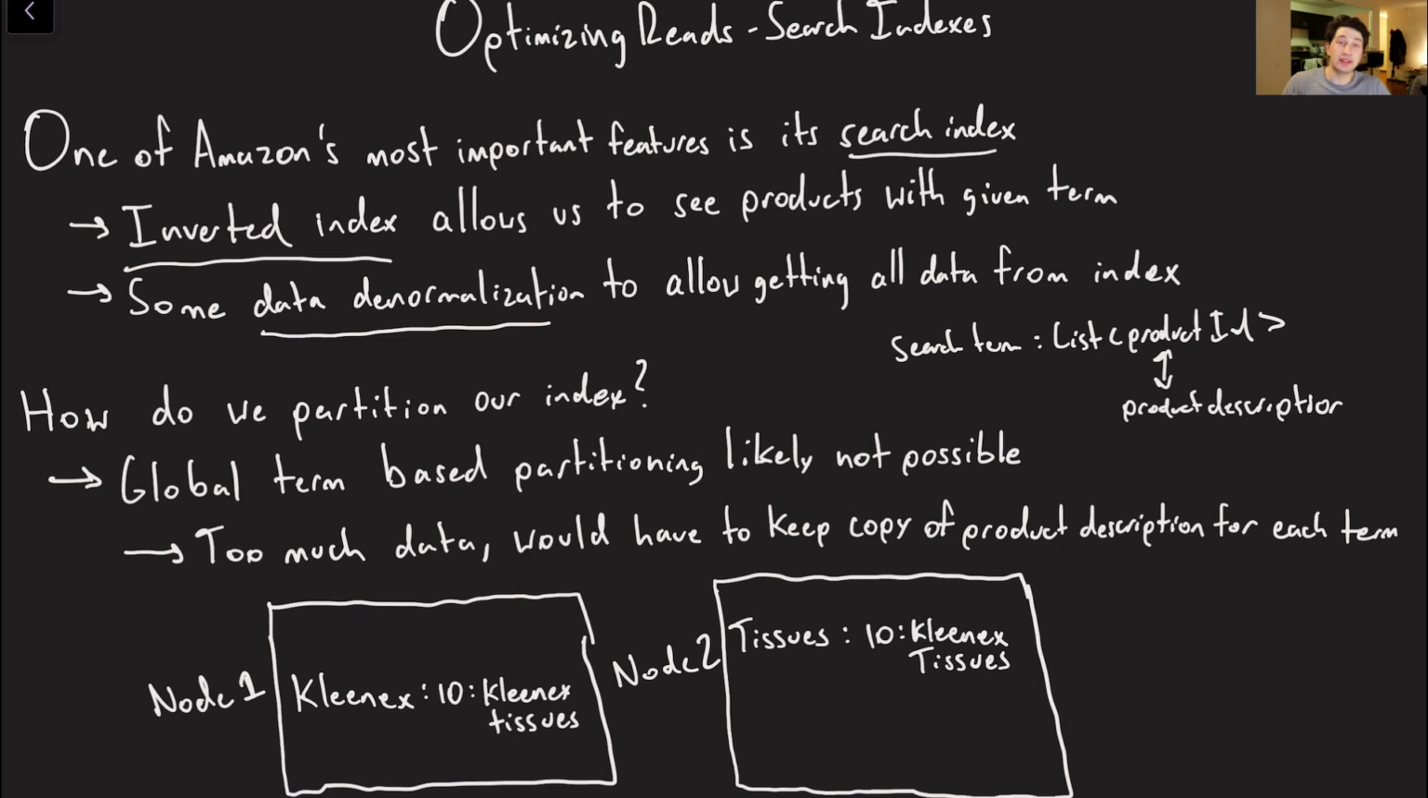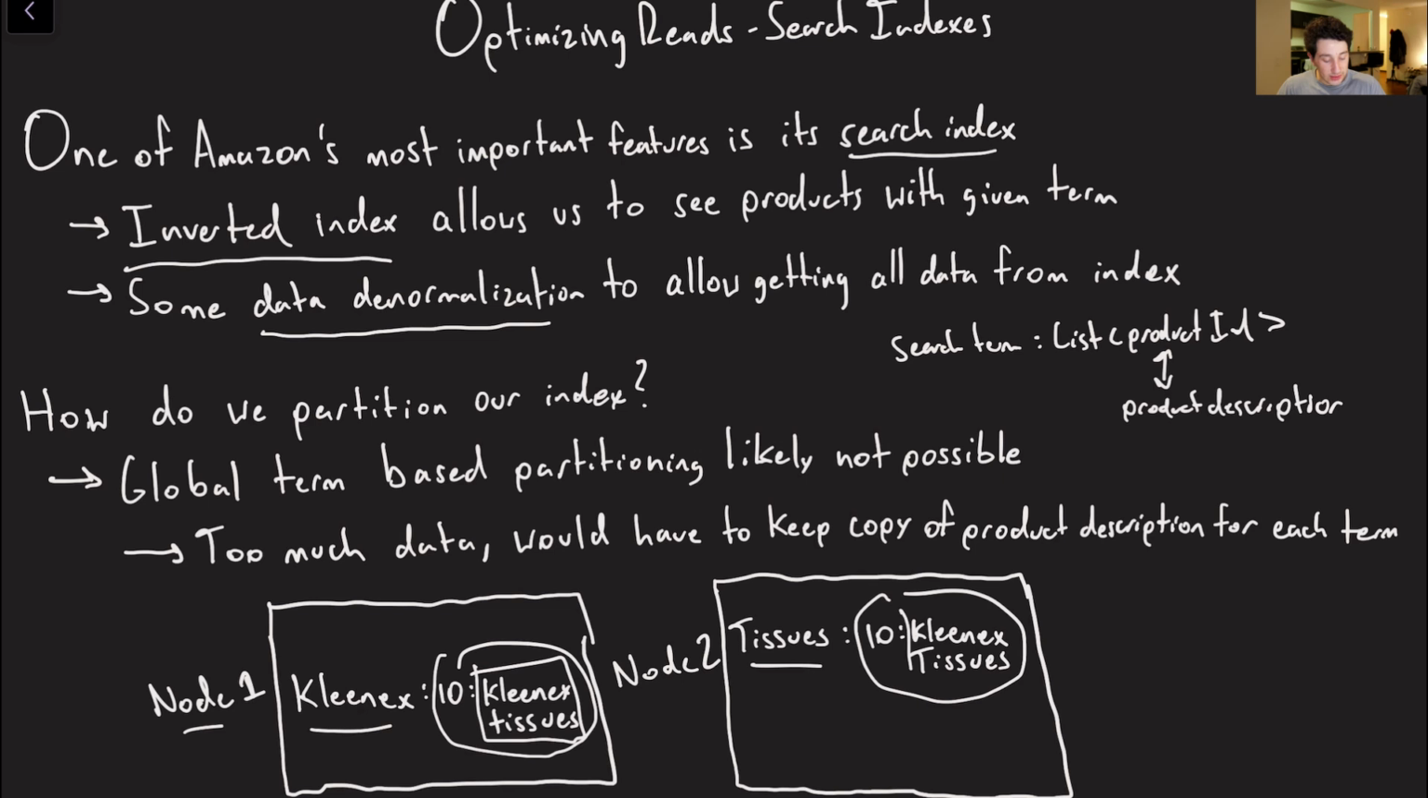At the same time, in reality, there are probably too many products, especially when you consider their description sizes, in order to be doing that. The reason I say that is because keep in mind that if we want to keep a global index, what that basically means is that the same product is going to have to be on multiple different nodes, right? So for example, if we have the term Kleenex on one node and the term tissues on another node, on node 1, I now have to keep the full product description, and on node 2, I also have to keep the full product description. So now we're really duplicating data, which is not ideal.